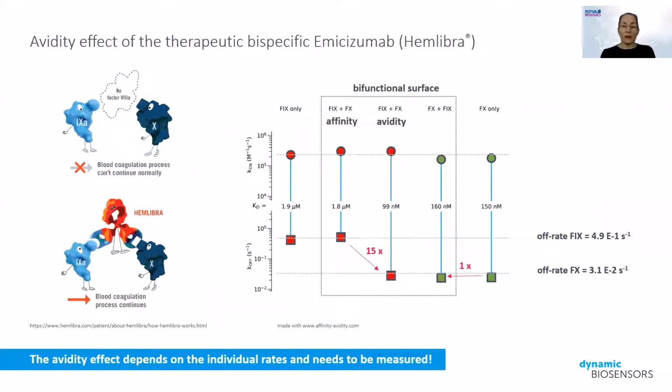To illustrate this further, I would like to show you in comparison the rates of the therapeutic bispecific antibody Emicizumab, known by its trade name Hemlibra. It is replacing a dysfunctional factor 8A in the blood coagulation cascade that should bring the factors 9A and 10 into close proximity. It's a great application of a bispecific antibody.